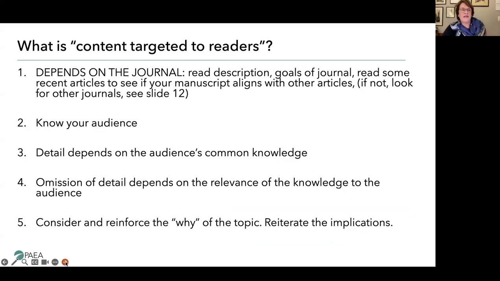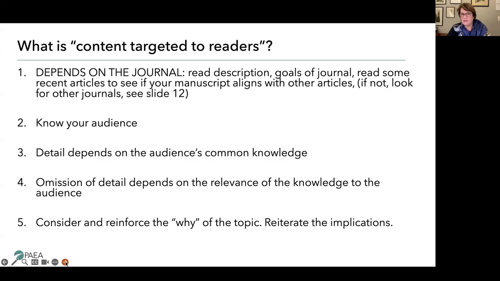Okay. The next thing I wanted to focus in on a little bit is what is meant by content targeted to the readers? This is what the journal wants to make sure of, that what you're talking about and what your article is about is germane and important to the readers that they have. The way to find out what content they're looking for depends on the journal. So you need to read the descriptions of the journal, the goals of the journal, maybe look at some article titles or read some of the articles to confirm that your manuscript aligns with some of the other articles. And we'll talk more about this on slide 12.